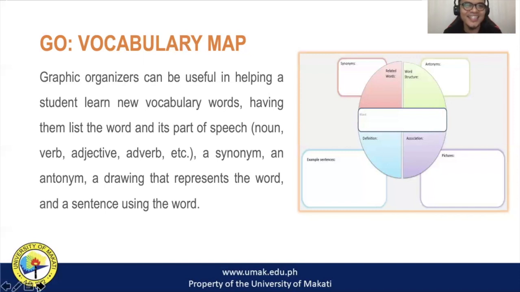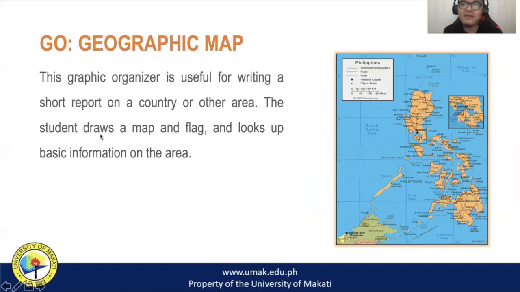Okay, next, oh, we have the geographic map. Who doesn't know what a map is, right? This graphic organizer is useful for writing a short report on a country or other area. So the student draws a map and flag and looks up basic information on the area. I don't think I need to explain this any further. Geographic map.